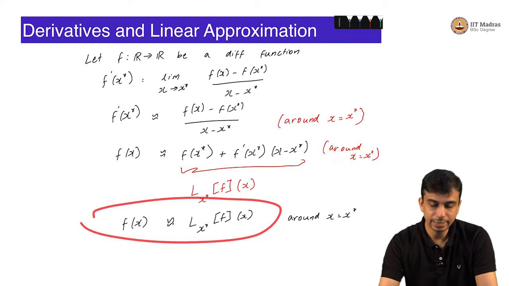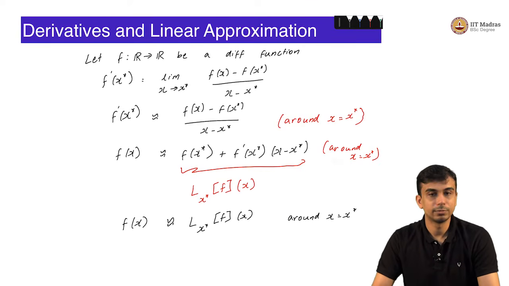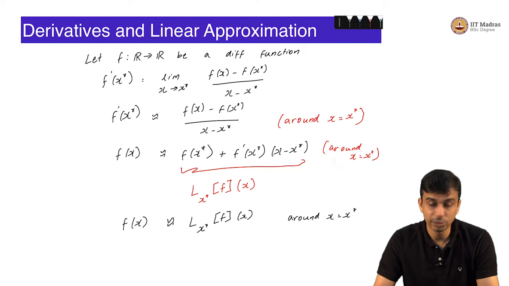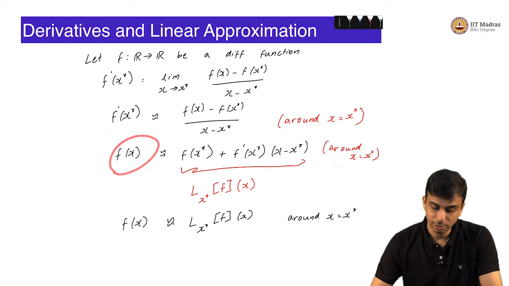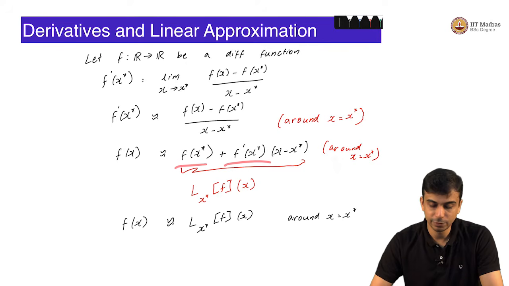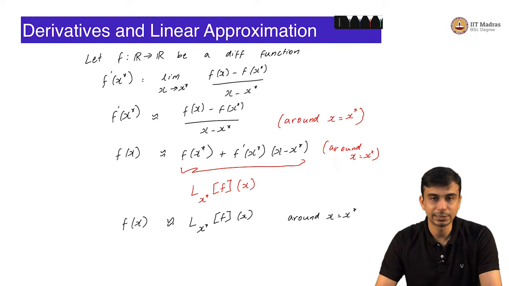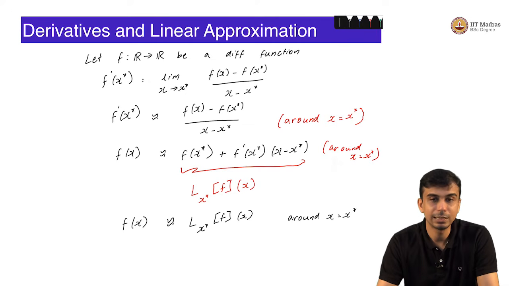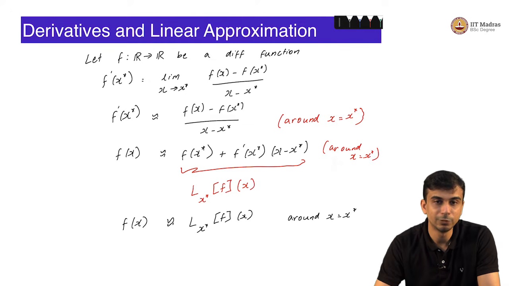This is the key idea, the key expression in essentially first order calculus. Right. So, f of x can be approximated by f of x star plus f dash of x star into x minus x star around x equal to x star. This is the key approximation idea that we will be using for a major part of machine learning.